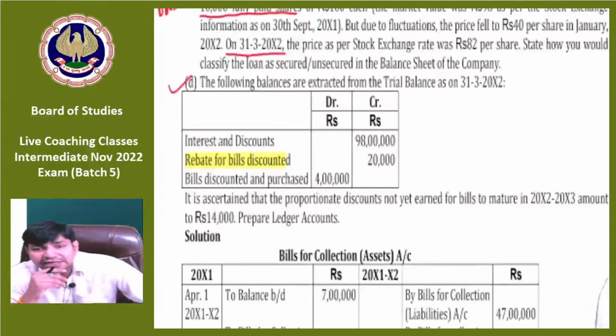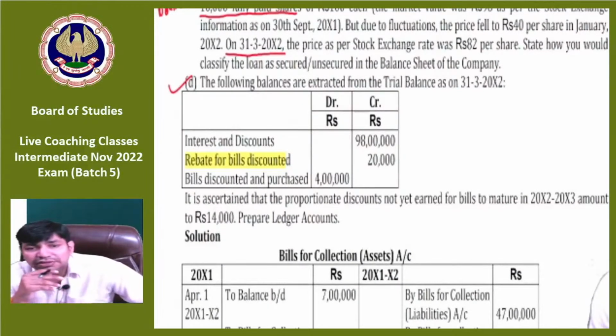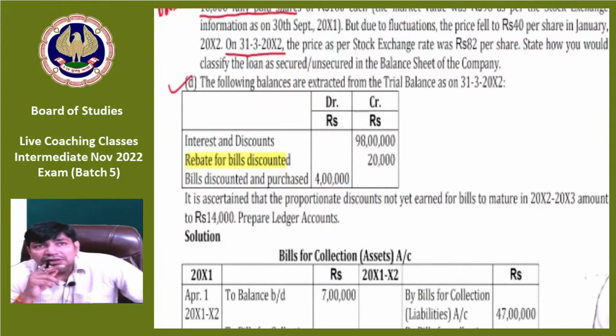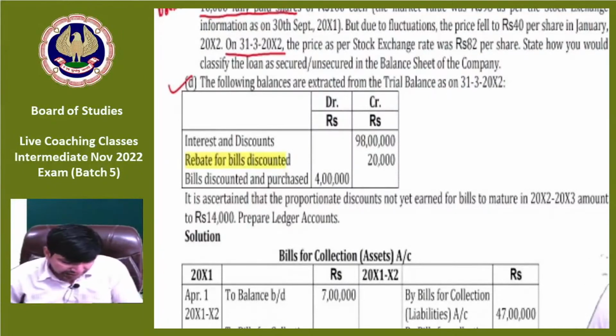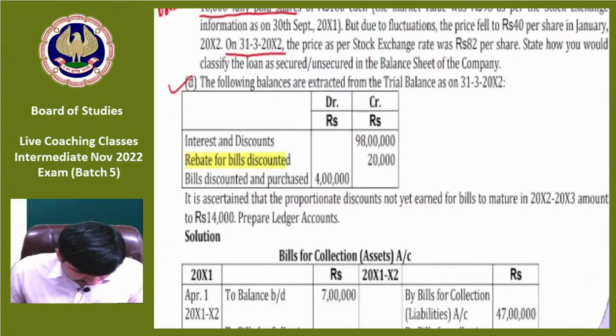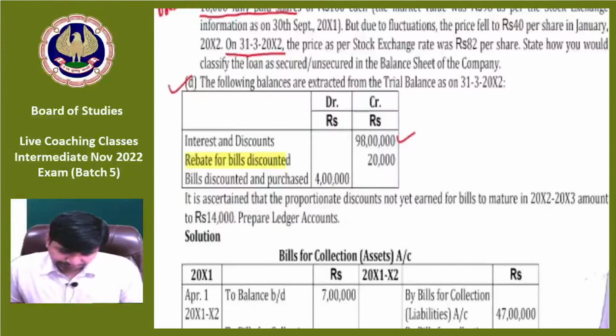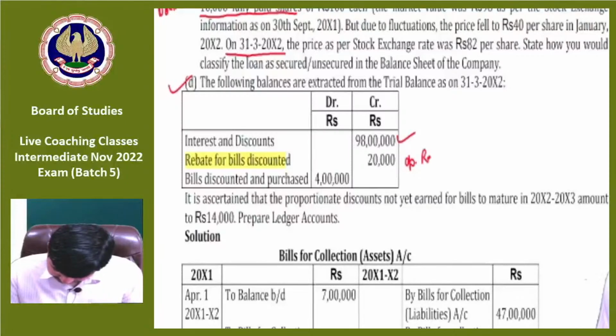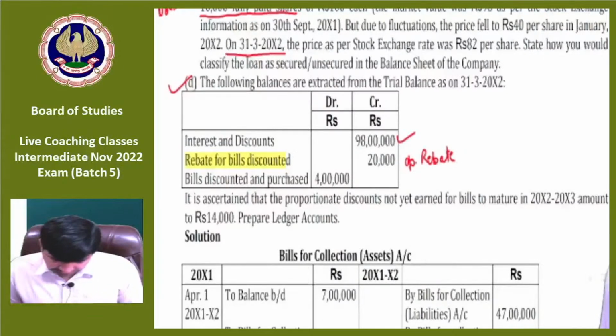The following balances are accepted. Very good. Namrata, secured. Very good. Siddharth, secured. Very good. The following balances are extracted from the trial balance on 31st March 2022. See, interest and discount income is there. How much? 98 lakh. Opening rebate, as given in the trial balance.